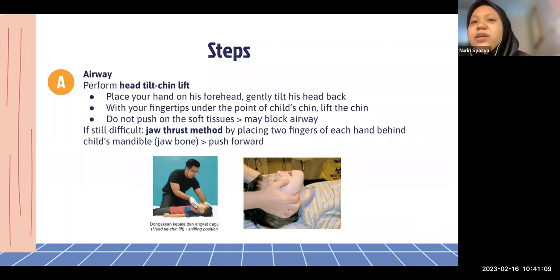However, if it is still difficult for you to attain a patent airway, we must do the jaw thrust method by placing the fingers of each hand behind the child's mandible and pushing forward.